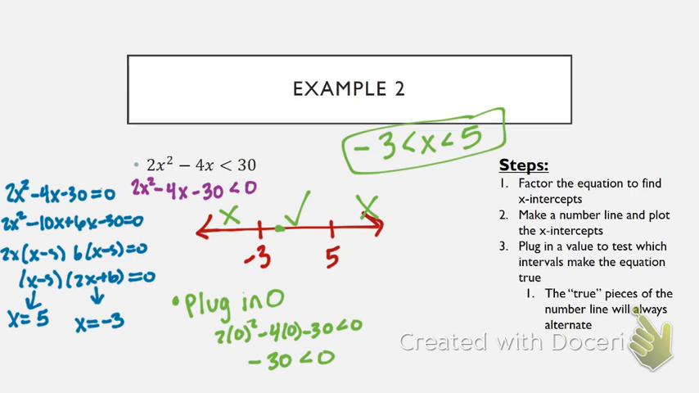Not all of them will be the middle. I just worked out that way this time. So you factor the equation and get your x-intercepts, so 5 and -3, which is what I did in blue. You put the x-intercepts on the number line, which is what I did in red. Then you plug in a number, whatever number you want. I will almost always plug in 0. And see if the inequality is true. So I plugged in 0. -30 is less than 0. That is true. So the middle's true, and that means the outside parts are not.